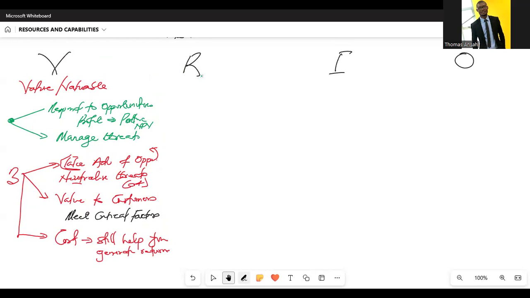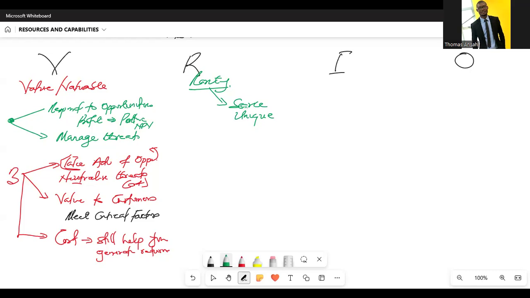What about the rarity? What did you learn about rarity? What did he say about rarity? Hello, sir. Yes, please. I learned that the resources the entity possesses must be scarce, because if it is too common for the whole industry, it means that no one will gain a competitive advantage. Yes, scarce or unique, right? Yes, sir. Okay.